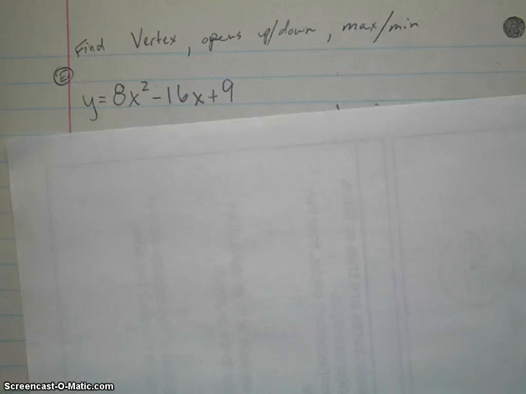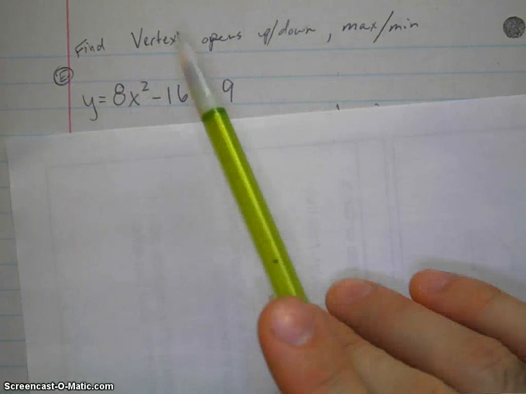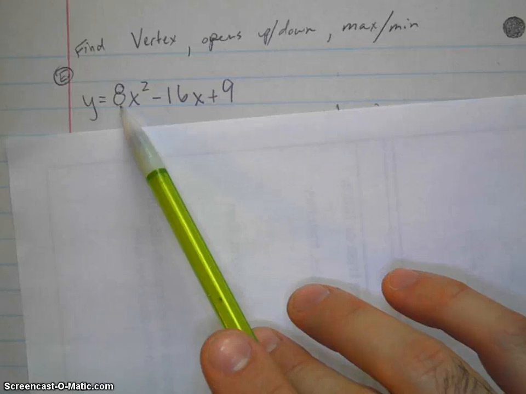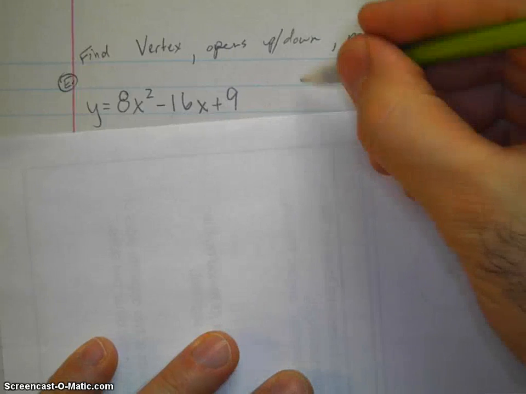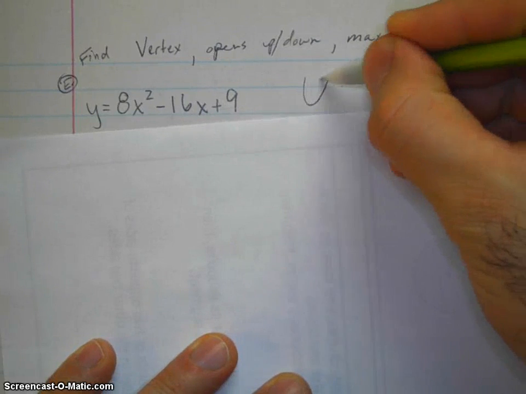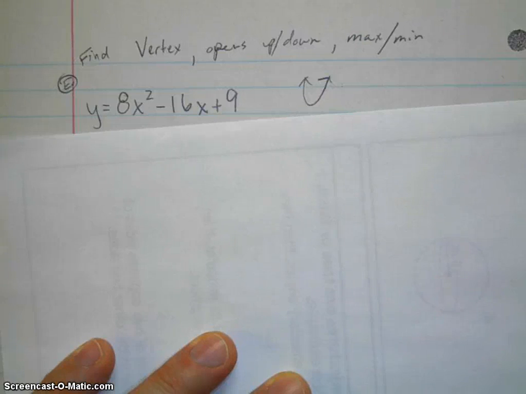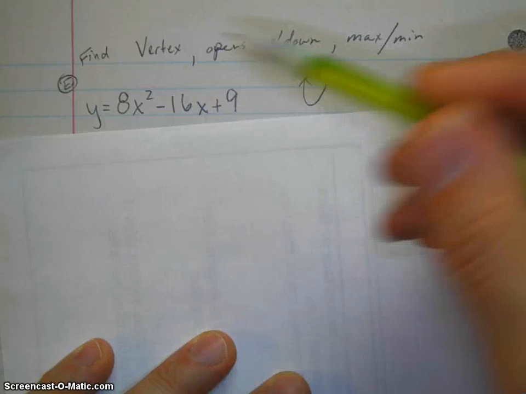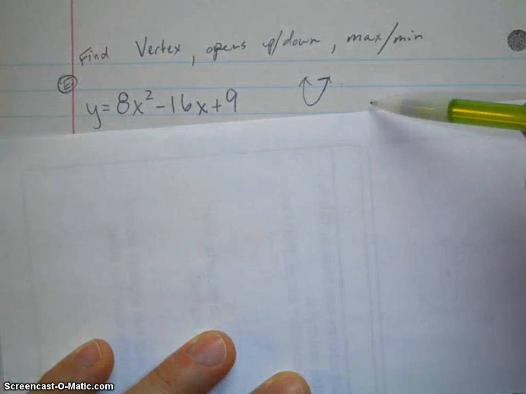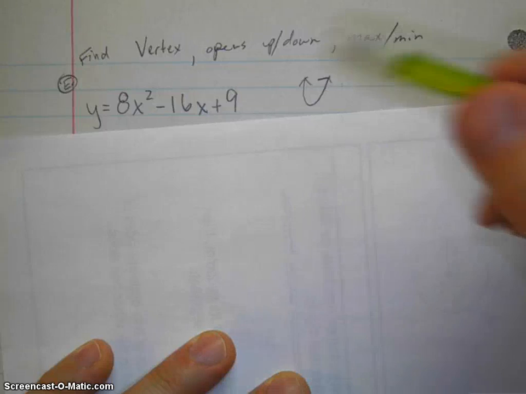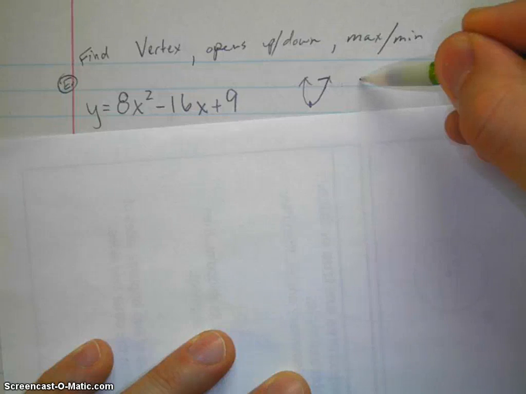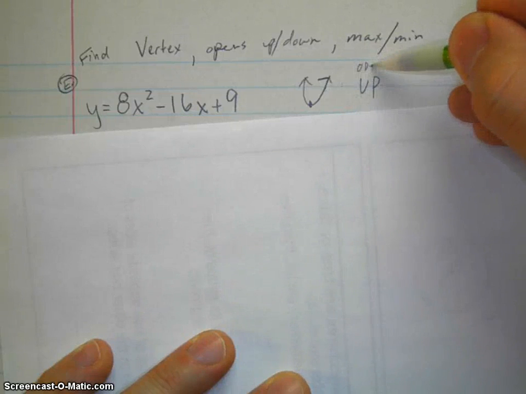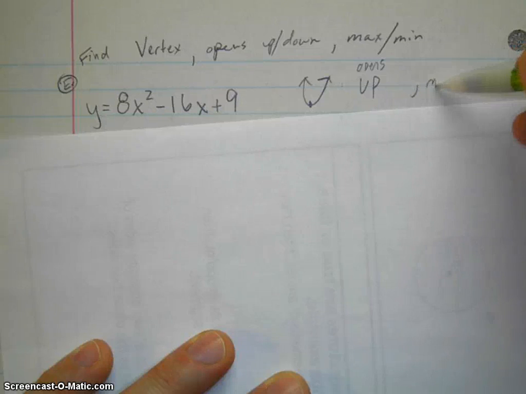So let's just review a little bit. If I look at my a value, which is 8, it is positive. Since it's positive, my graph will open up. So when asked how does the graph open, if it's positive, it'll open up in this case. If it was negative 8, it would have opened down. Now since my graph is opening up, I have a minimum. So my graph opens up and I have a min.